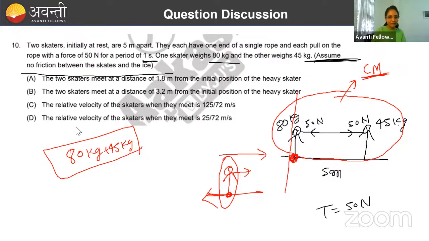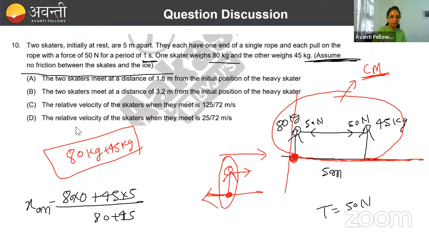मैंने फर्स्ट पर्सन को ओरिजिन की तरह ट्रीट कर लिया, ऐसे कुछ रेफरेंस लाइन बनाया. सो सेंटर ऑफ मास का कैलकुलेशन कर लो आप. व्हाट विल बी द कैलकुलेशन हियर? दिस इज 80 kg. 80 into 0 plus 45 is 5 meter away divided by 80 plus 45. This is our center of mass. Done. So what value we are going to get?